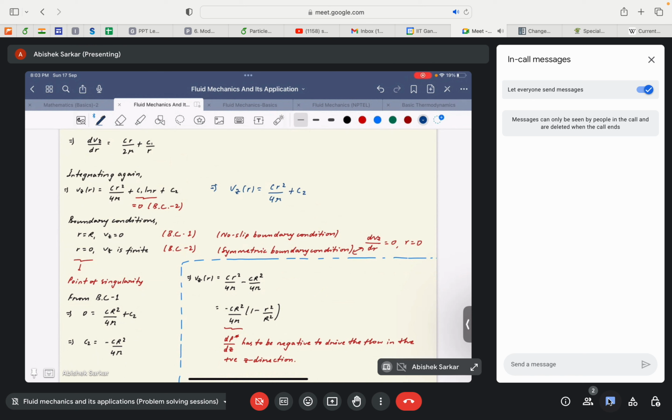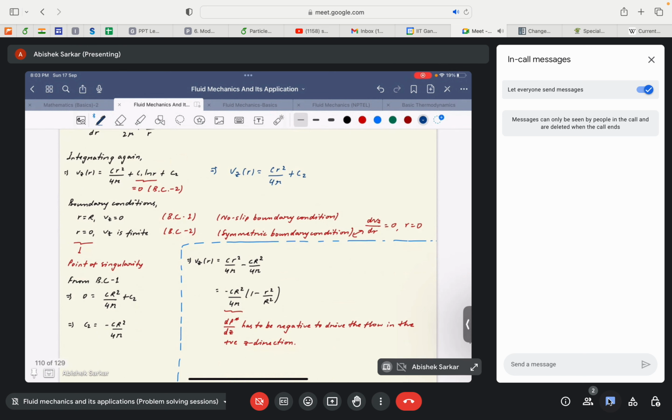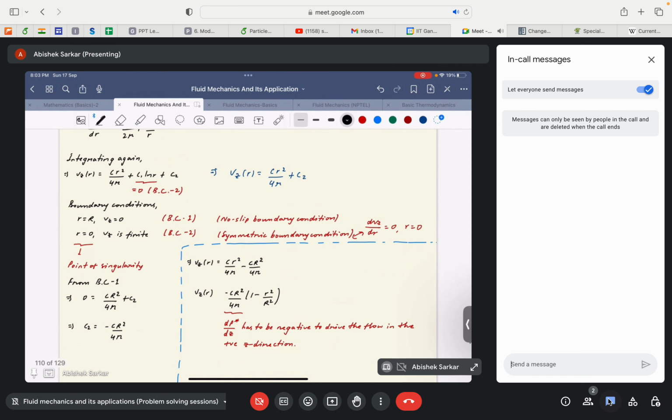Now we apply our first boundary condition in this equation. After applying it, we are left with vz of r equal to minus c R squared by 4 mu into (1 minus r squared by capital R squared).